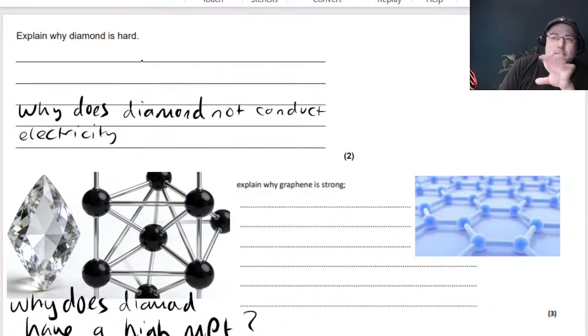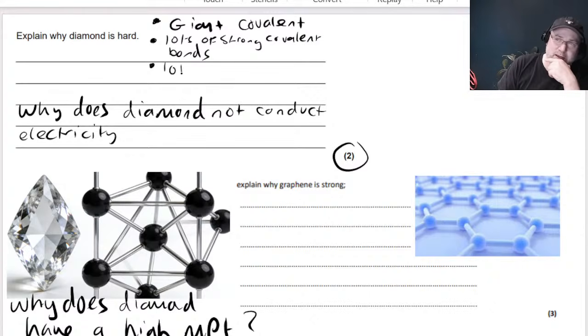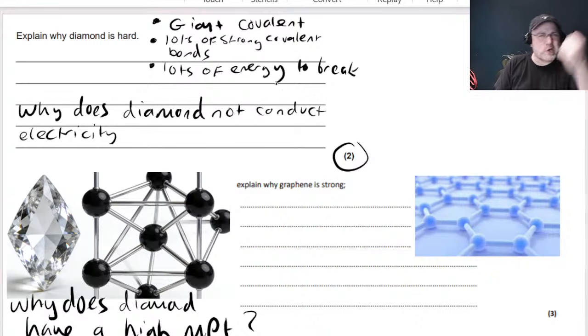Right, explain why diamond is hard. It's the same as why it's a high melting point. So what I'm going to do here, and that says 2 marks, I'm going to bust out 4 bullet points because I ain't hitting those 2 marks. So I'm going to say giant, because often these are 4 markers. Giant covalent. Now you can say lattice structure, whatever you want. I'm keeping it simple. Giant covalent. Lots of strong covalent bonds. And I'm going to bust out lots of energy to break. And that is going to explain why it's hard, because it takes a lot of energy to break.